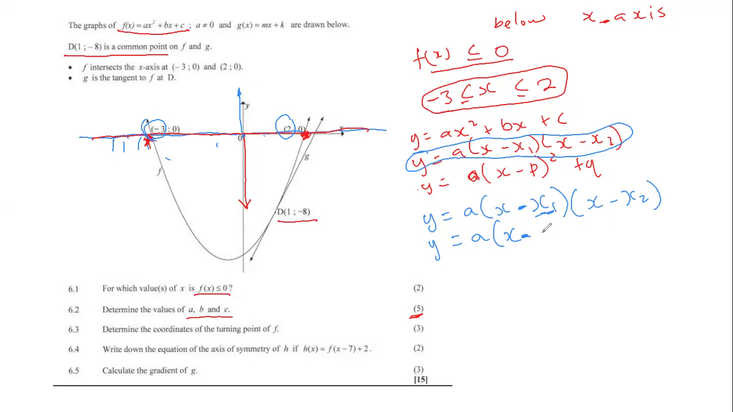So it's going to be what? Open bracket, -3, then close, then x. So I substituted this one. Now I have to substitute the second one. Remember, it's 2 here. So it's going to be x minus 2. So it will be y equals a into x minus -3, it's going to be x plus 3 into x plus 2.